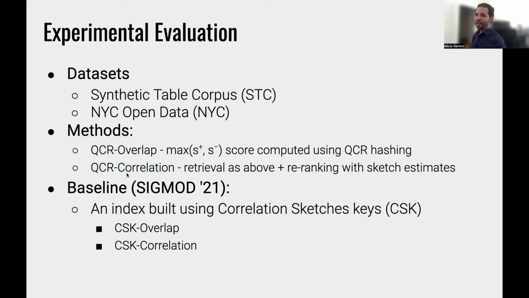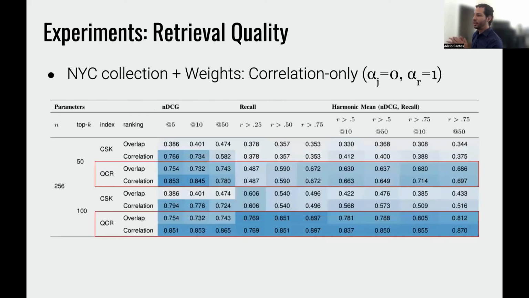And we use as baselines the previous approach, where we simply find the overlap using the hashed keys, and the proposed approach in the SIGMOD paper, which is set overlap over the hashed keys plus estimating correlation with the sketches. So here are the results, and we essentially show that using QCR scheme, it actually helps. It's always better than using the previous approach.